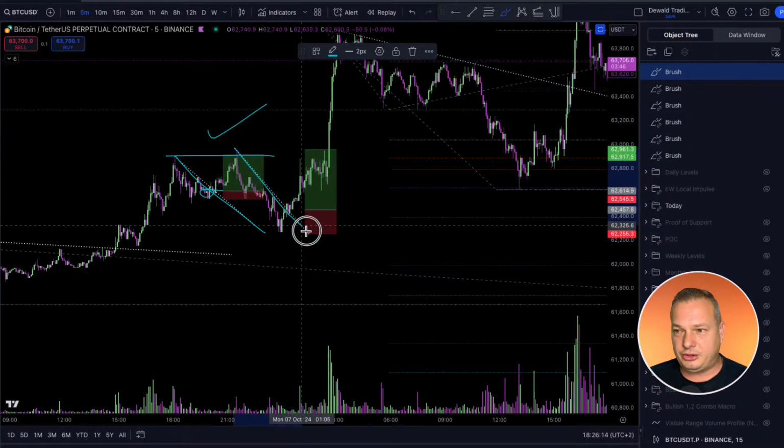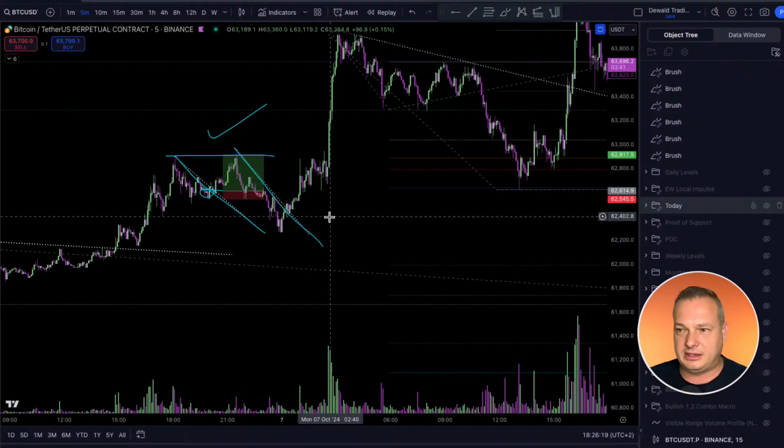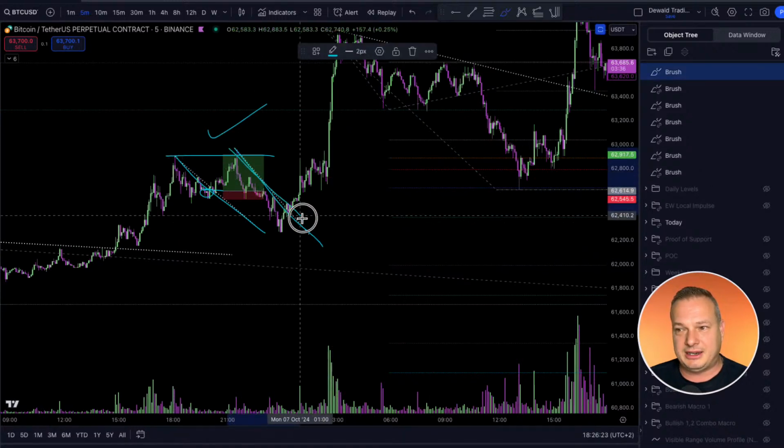Then we formed another trend here to the downside. I did not take this trade, by the way. Just want to take this out. I was sleeping. This was early in the morning, but there was another successful one.